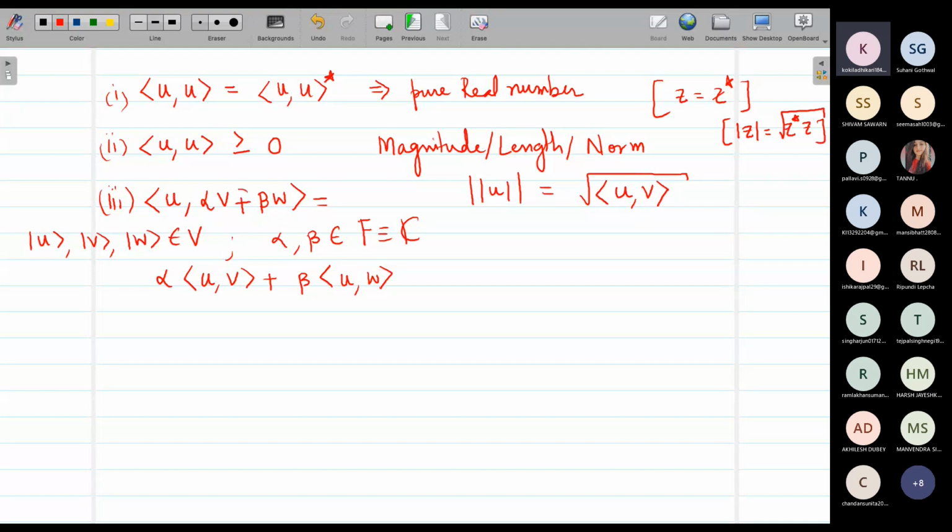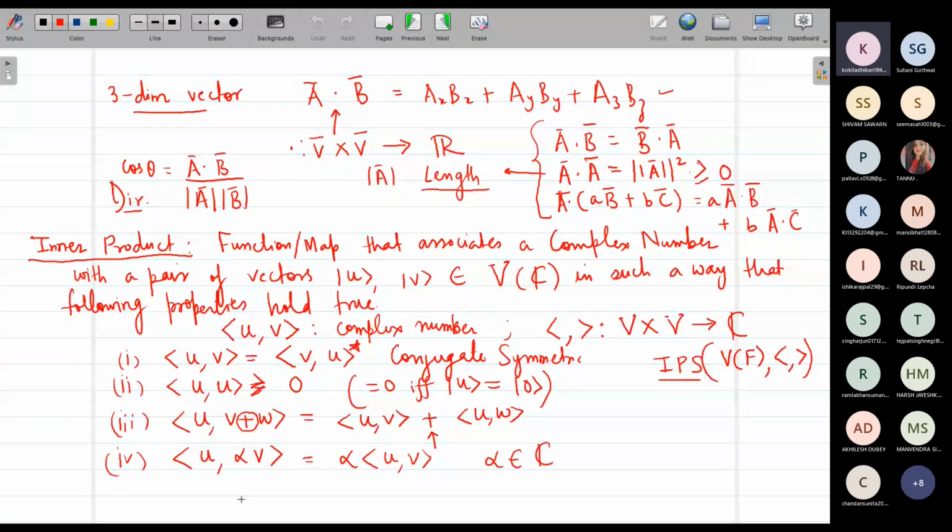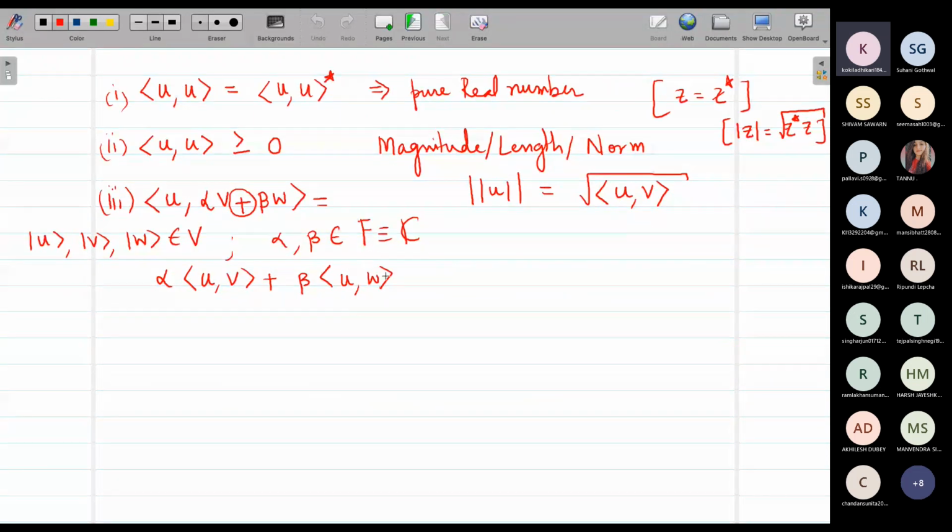Those two we have defined earlier also. If you go back, u comma v plus w and u comma alpha v. Remember, we defined vector addition and we defined scalar multiplication with the vector. So we have to have some rule for what happens if the inner product is taken with respect to vector addition or scalar multiplication, and we say that we are going to use linearity.